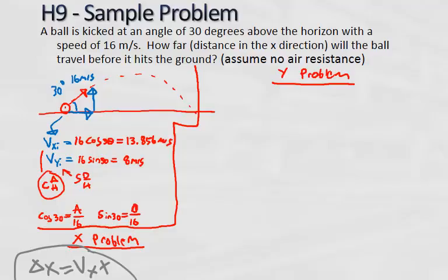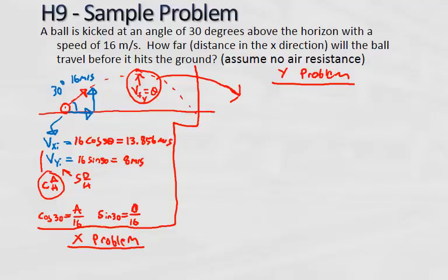If we want to know how far it goes, that's delta x. We know vx now, so that's good. But we don't know how much time is in the air. The amount of time that it's in the air is dependent upon what's going on in the y. And so if we take a look at that, the y velocity at the top right here is 0.